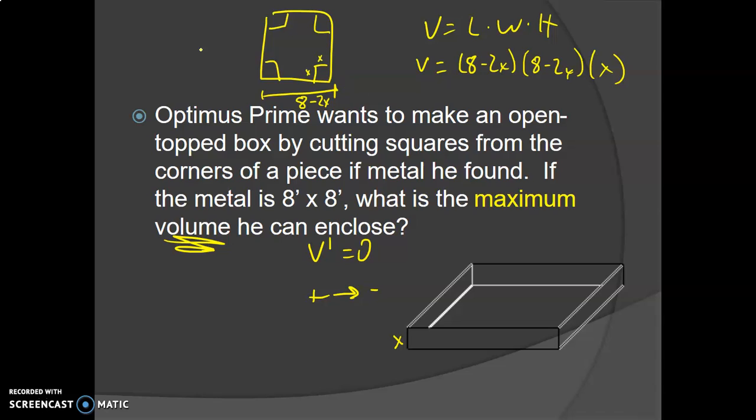Now, basically, the domain for this one would be going from 0 to 4, because you could cut out 0 inches or you could cut out 4 inches. If you try to cut out more than 4, you've cut out the whole thing. I would multiply this out before you try to take the derivative, otherwise you have to use the product rule a whole bunch.